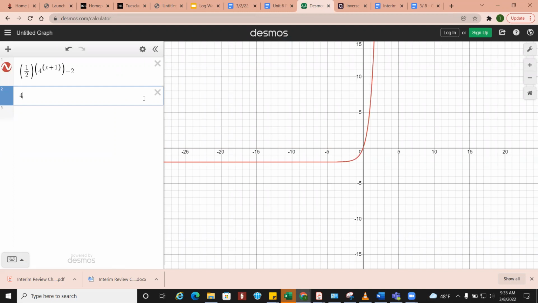Okay, and we're comparing that to the parent function, which is going to be 4 to the x. So 4 to the x is going to be in the blue, and then 1/2 our function is in the red. The 4 to the x is like the parent function. If you stripped all of that down, it would be 4 to the x. So what happened between 4 to the x and this crazy equation up here at the top? Tell me the transformations.